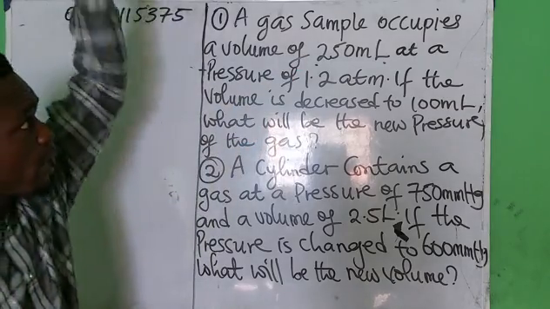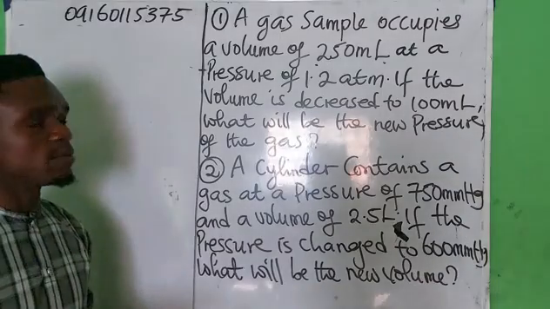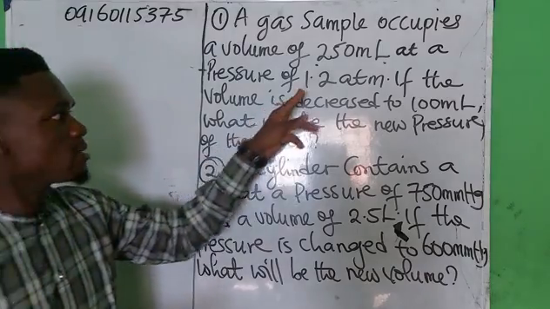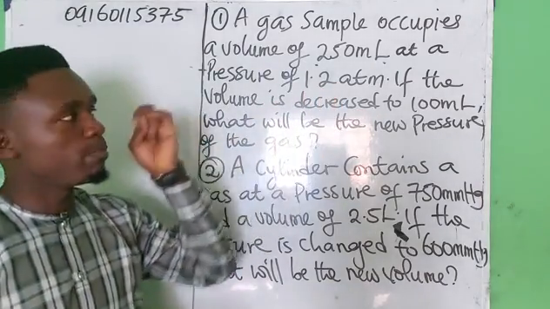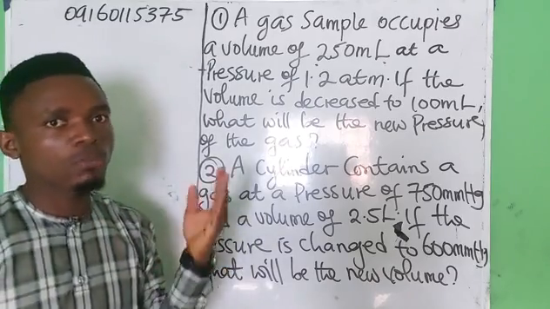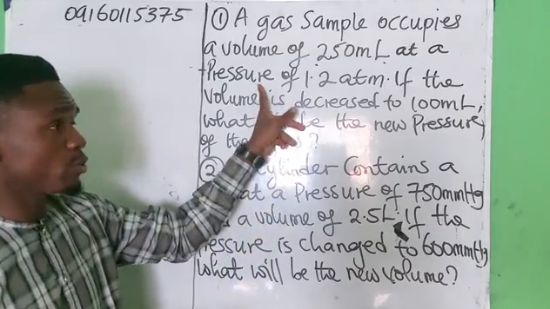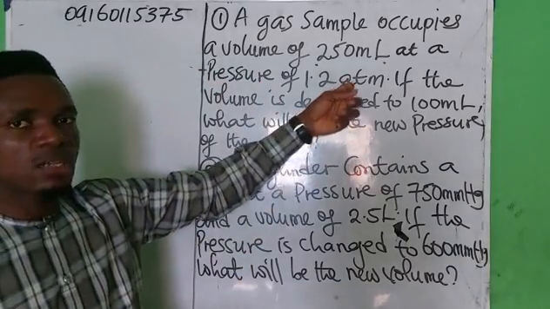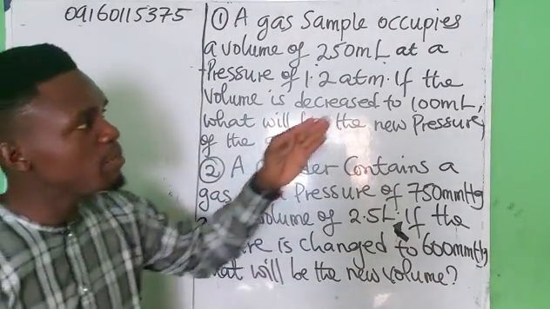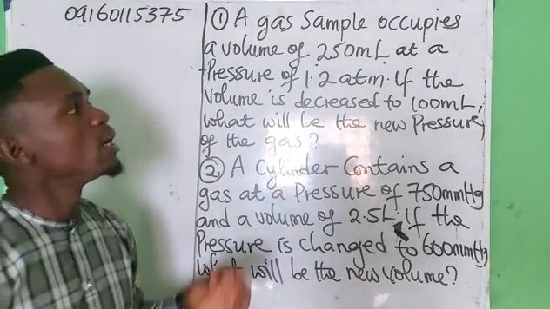A gas sample occupies a volume of 250 milliliter at a pressure of 1.2 atmosphere. Pressure has different units: Pascal, atmosphere, millimeter mercury, torr, even kilopascal. All of these are units of what? Pressure. So today we were given atm. If the volume is decreased to 100 milliliter, what will be the new pressure of the gas?